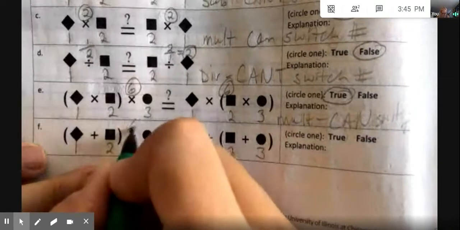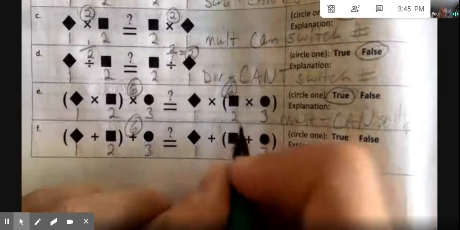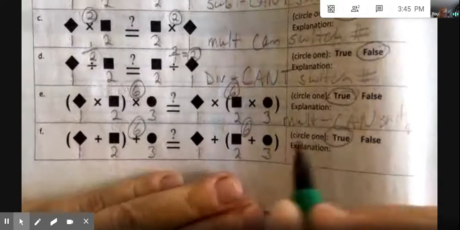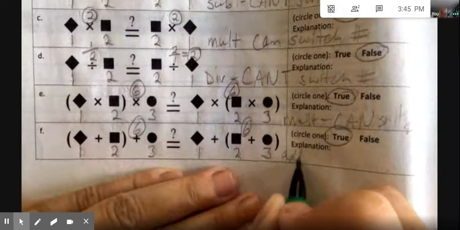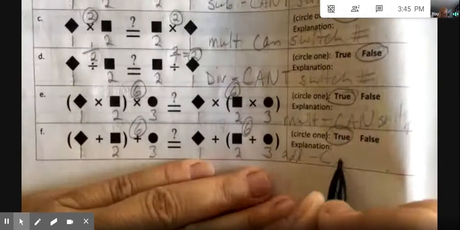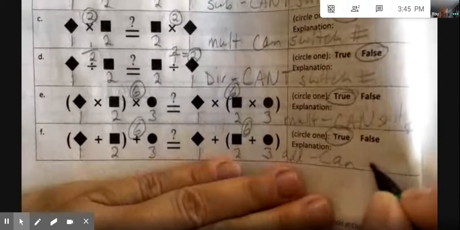All right, let's take a look at addition. 1 plus 2 is 3. 3 plus 3 is 6. 2 plus 3 is 5. Plus 1 is 6. 6 equals 6? Yes. So for addition, we can switch the order.